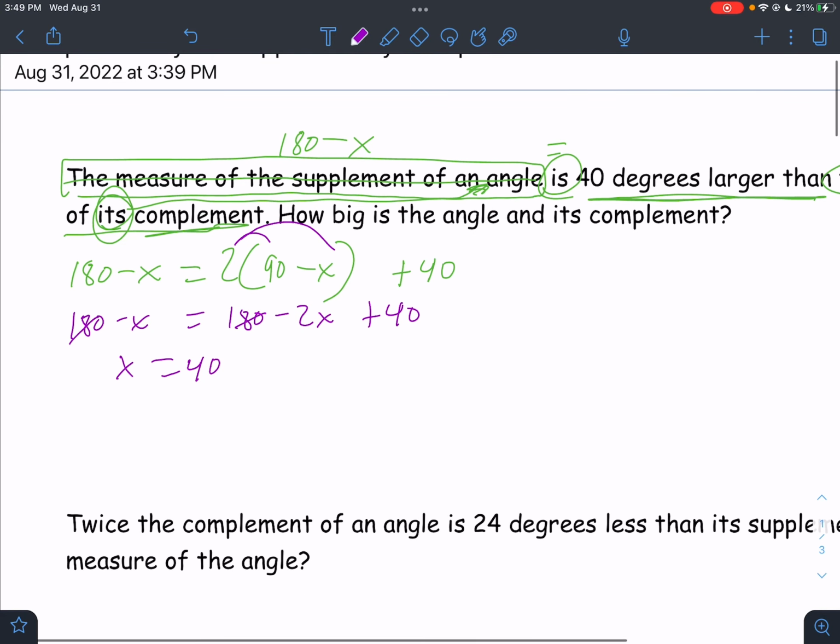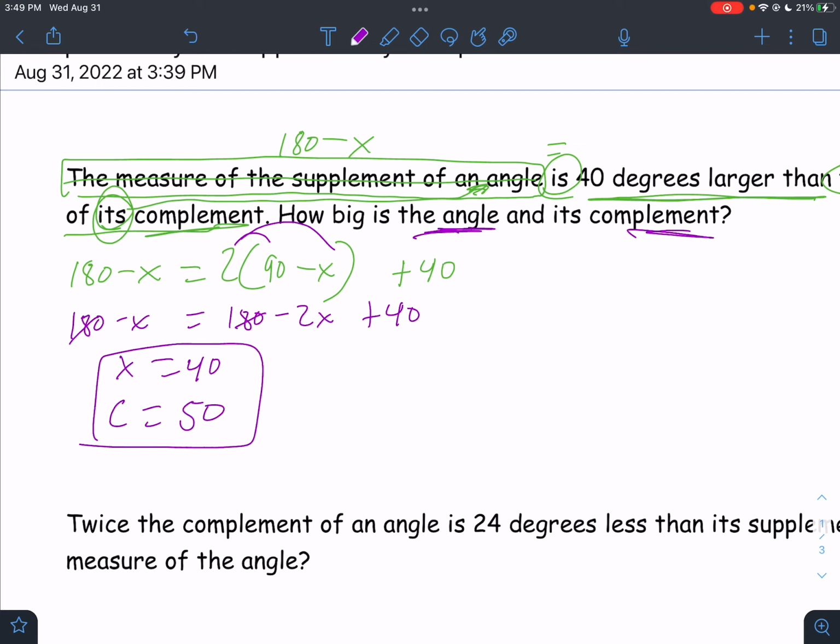But it doesn't say how big. Oh, it actually does. How big is the angle and the complement? Well, the angle is 40, so the complement is 50. Remember, x represents the angle.